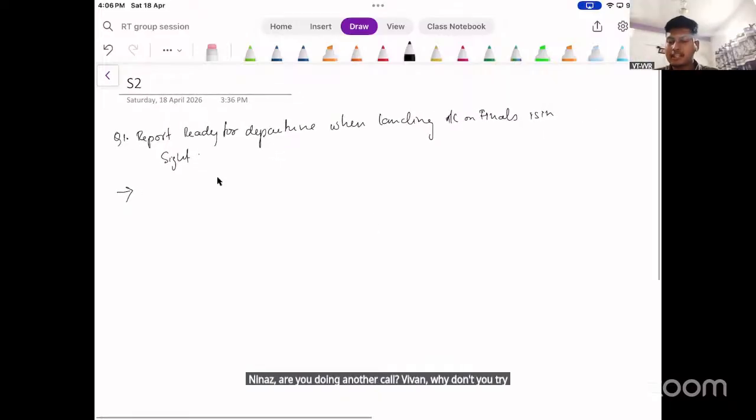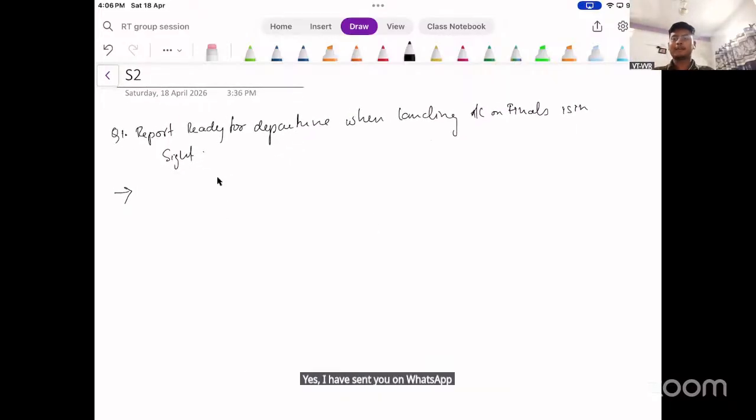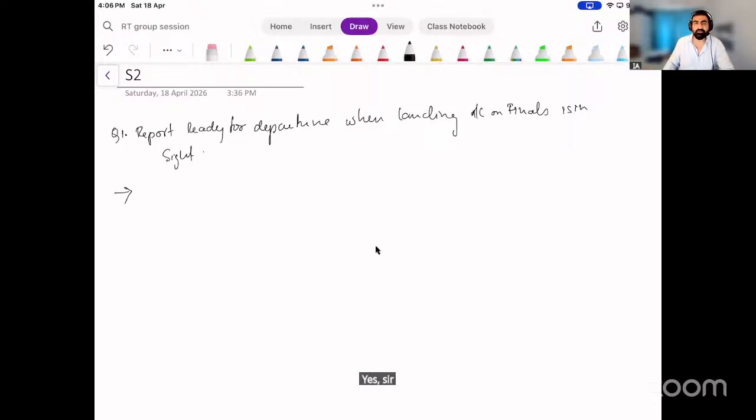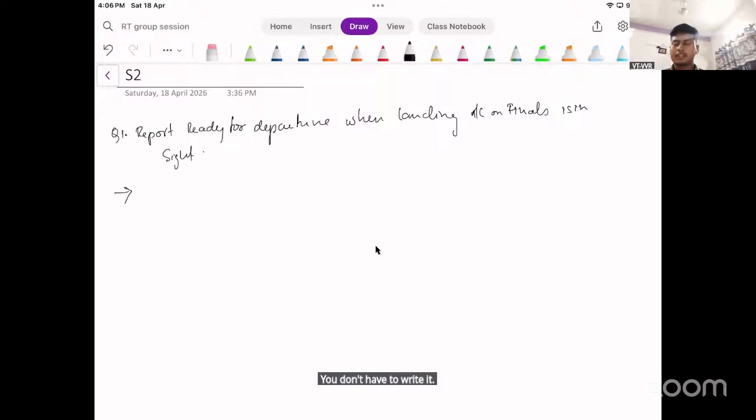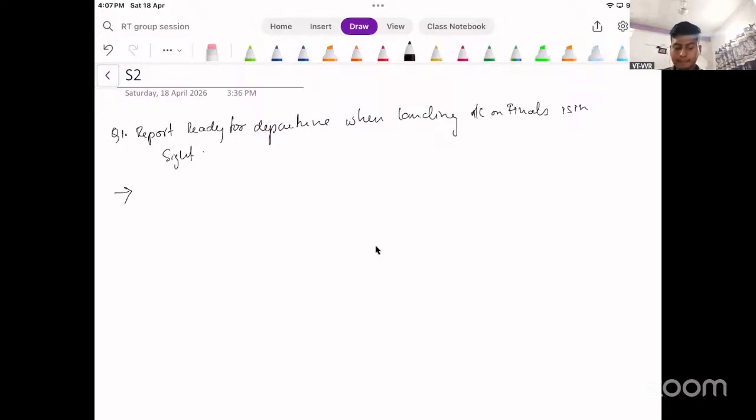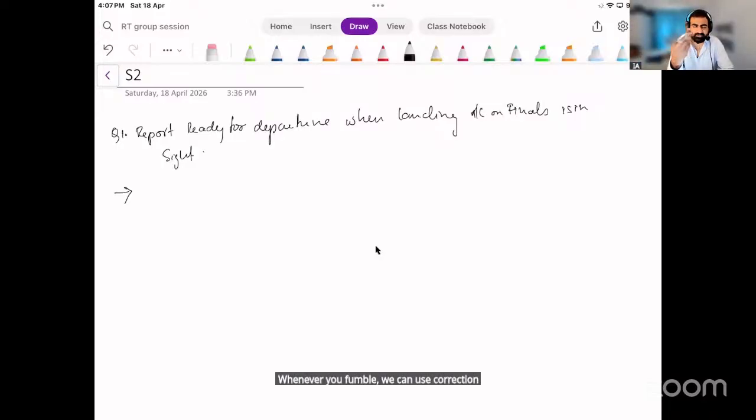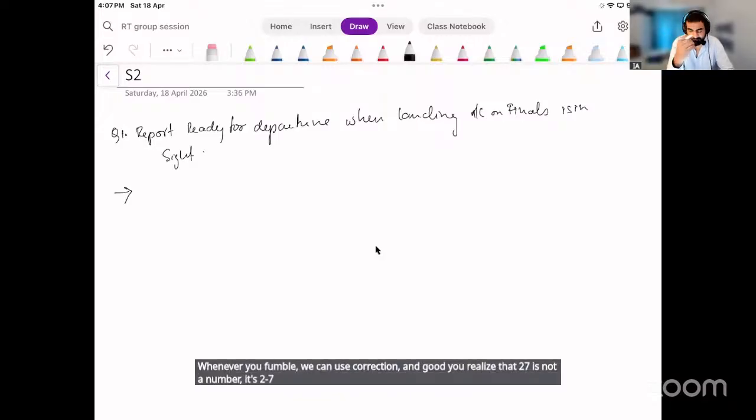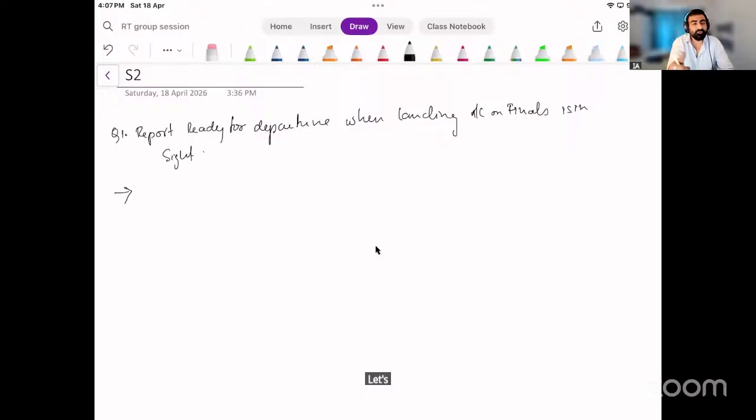Yes, I have sent you on WhatsApp. Okay. Can you give me a live verbal call? Yes, sir. You don't have to write it. Mumbai Tower, Victor Tango Victor Victor Romeo, holding short, runway 27, traffic on final, ready for departure. Wherever you fumble, we can use correction. And good, you realize that 27 is not a number, it's two seven. Good. Let's keep practicing, students.